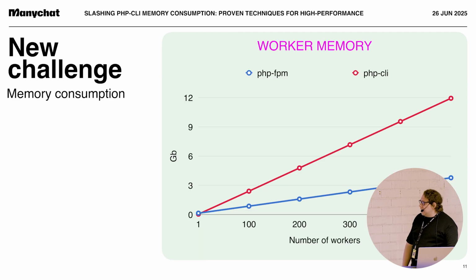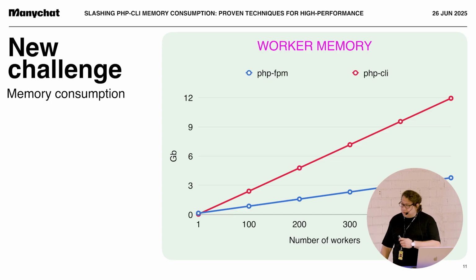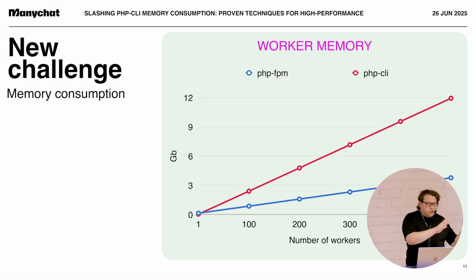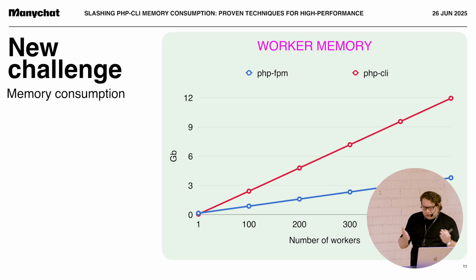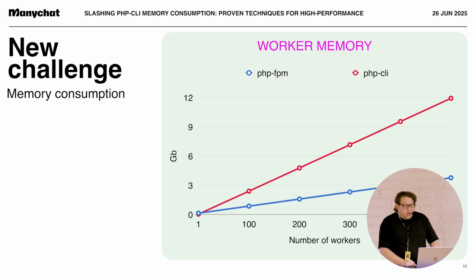Back to the challenge with FPM. Because of this opcache and internal strings sharing, we had more or less acceptable memory usage. But when we started using command line workers, we had to have the opcache and internal strings for every worker, the same amount. You can imagine, it just doesn't share anything, and we started hitting the memory limits on our servers.